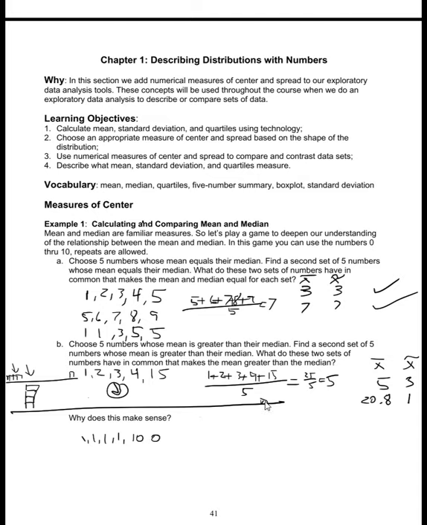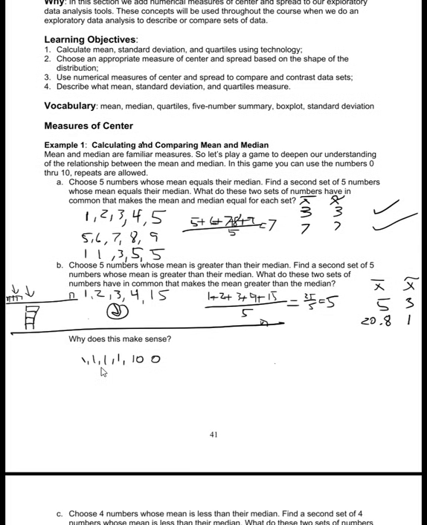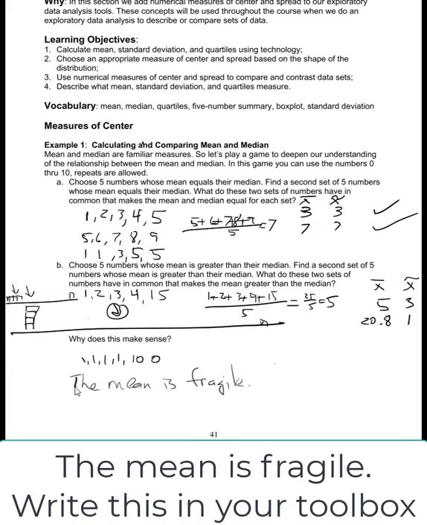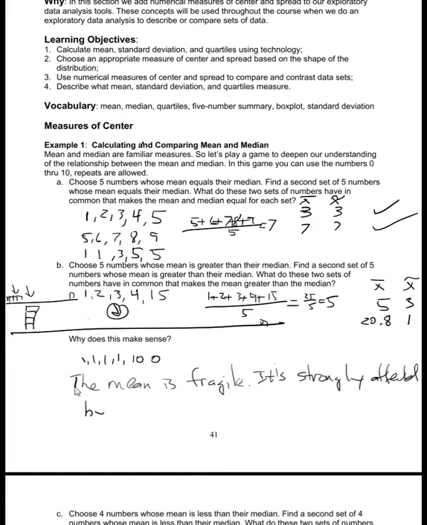But because there's one bump, it messed it up. Right? We added 100 to this last number when we add up all these digits, and so that totally messed up our average. Whereas the median, look at the median is still at 1, right here where it should be. So why does this make sense? This makes sense because the mean is fragile. It's affected by everything. So it's strongly affected by skewness and outliers.